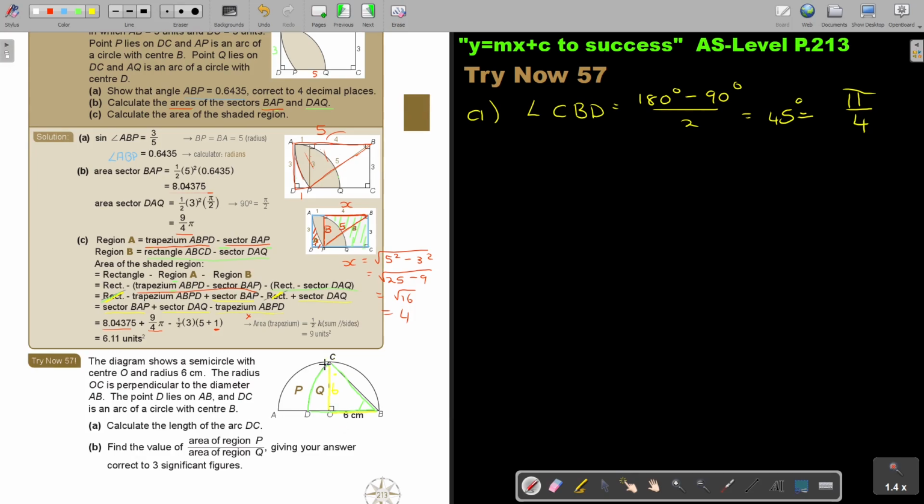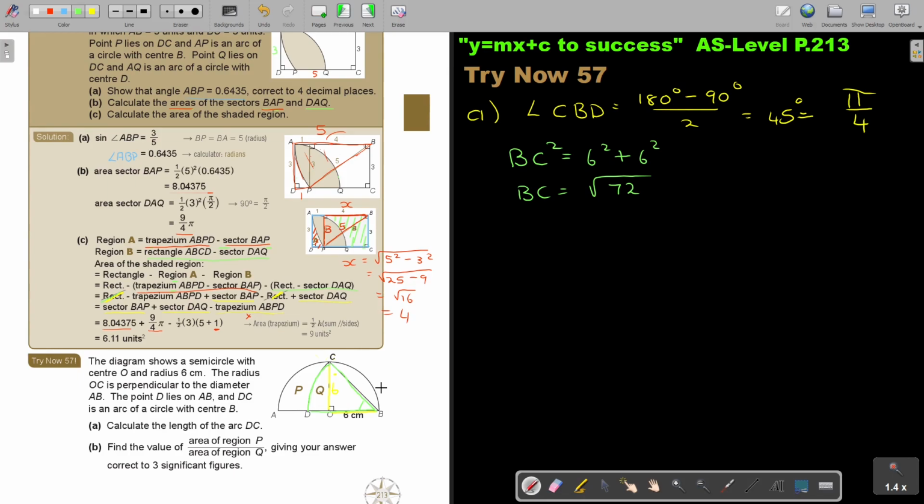Then I'm going to work out the hypotenuse BC. So BC squared is equal to 6 squared plus 6 squared. So BC is the square root of 36 plus 36, which is 72. Okay, that's BC. Not plus minus, because it's a practical problem, it's a distance. Otherwise, it would have been plus minus.